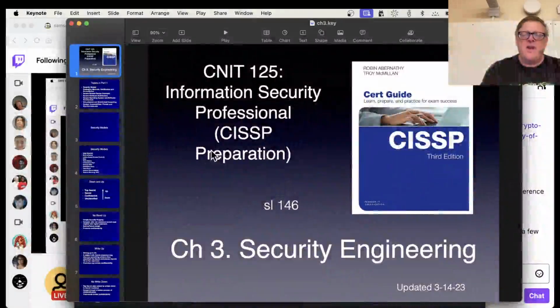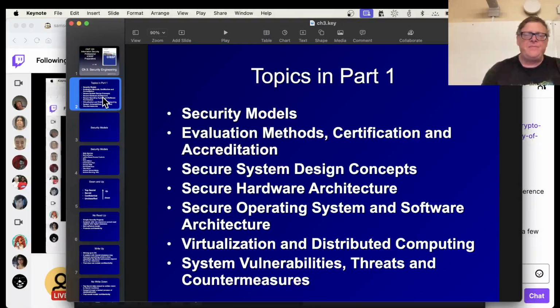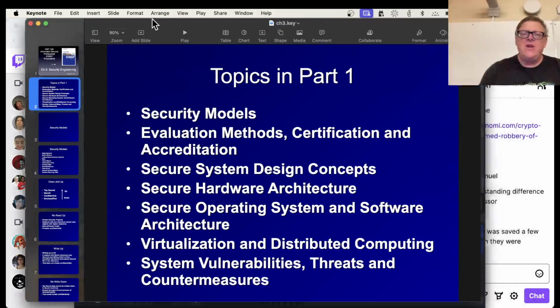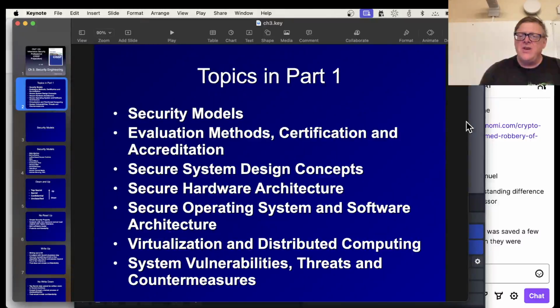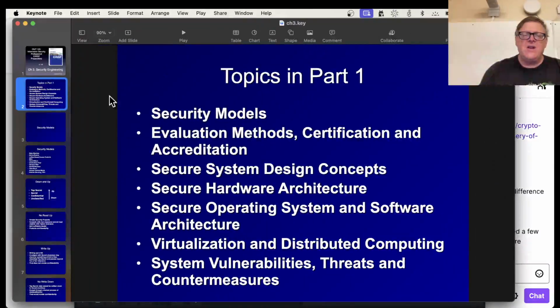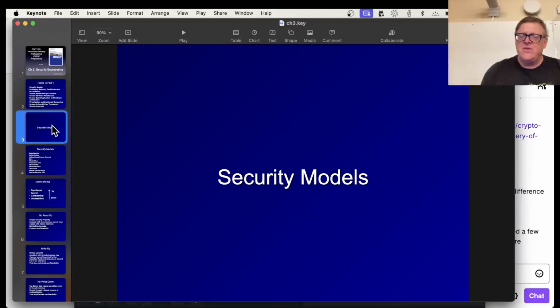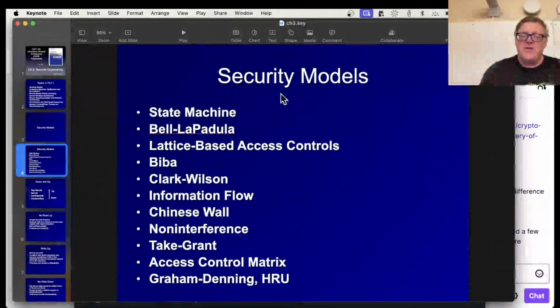All right, so let's start talking about security engineering. There's a whole lot of topics here, but the only thing I'm going to talk about now is security models, which is interesting and it helps you understand the history of the theory of security. And I was very interested to learn this the first time I studied the CISSP. I'd never heard of this before. So here's the security models we're going to talk about.